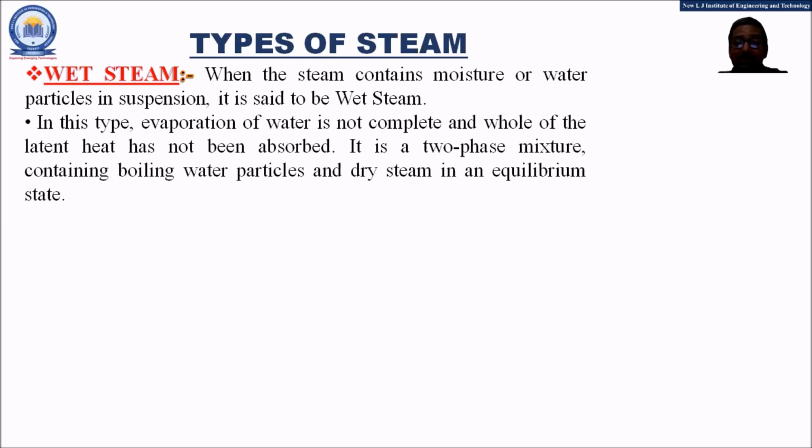Therefore, we can consider that wet steam is a two-phase mixture containing the boiling water particles and the dry steam in the equilibrium state. This statement is very important in context of the wet steam. The wet steam is a two-phase mixture containing the boiling water particles and some percentages of the dry steam in an equilibrium state.